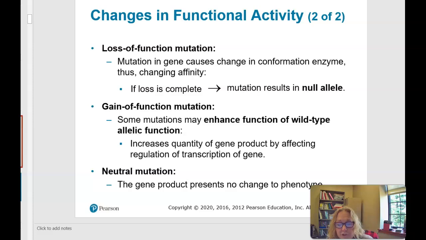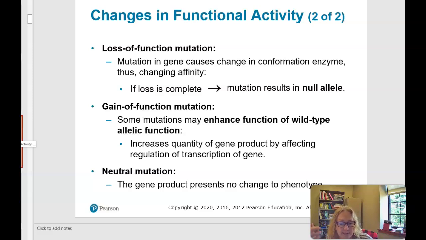So a loss of function mutation: a mutation in the gene causes a change in the enzyme, the conformation of the enzyme, the folding of the enzyme. If the loss is complete, it's a null allele. So it just doesn't have any effect. It nulls out the whole thing.